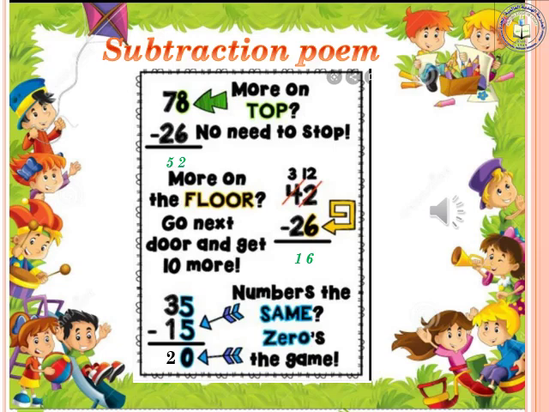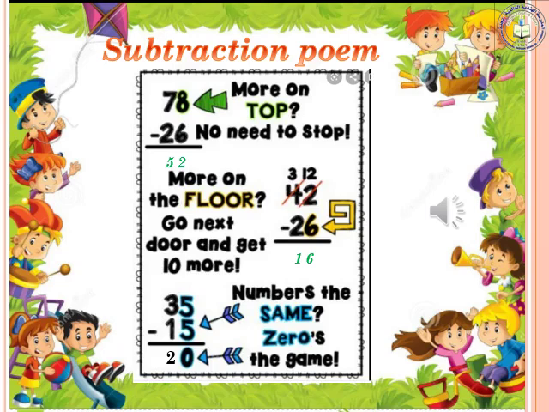That means here first you can see example 78 minus 26. So to subtract these, first we can start from ones place. 8 minus 6. Here you can see more on top. That means 8 is more. So no need to stop. We can subtract easily. 8 minus 6. We will get 2. Then next tens place. 7 minus 2. 5. So answer is 52.